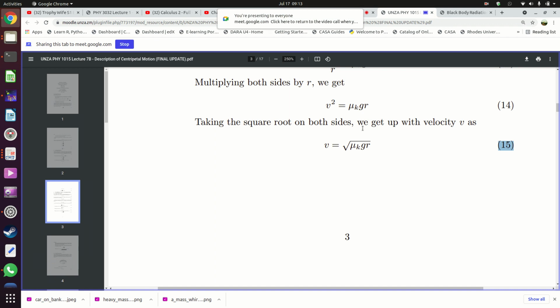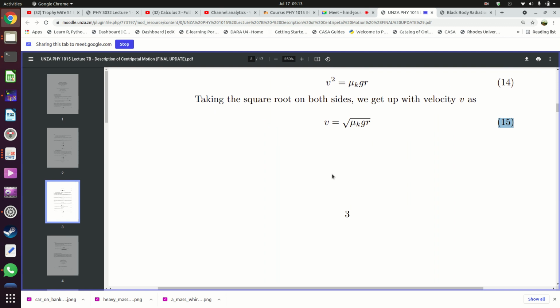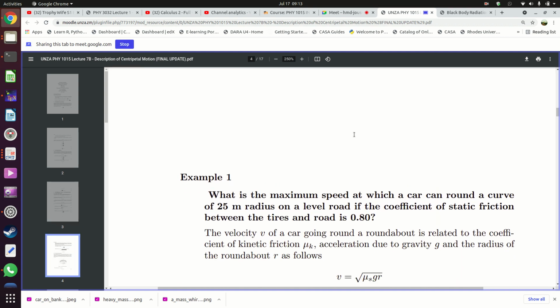Is it clear? So as you can see, we have rewritten the same stuff in a different way so that the physics can come out. Is it clear? Yes, sir. Okay. So this is when an object is going around a roundabout or something that looks similar to a roundabout. So we have our example here.